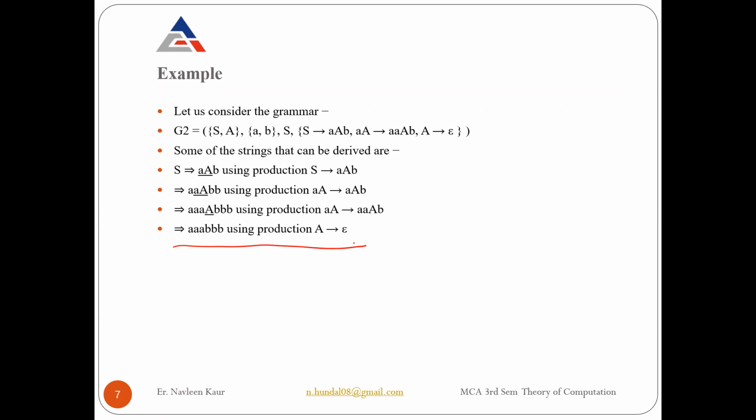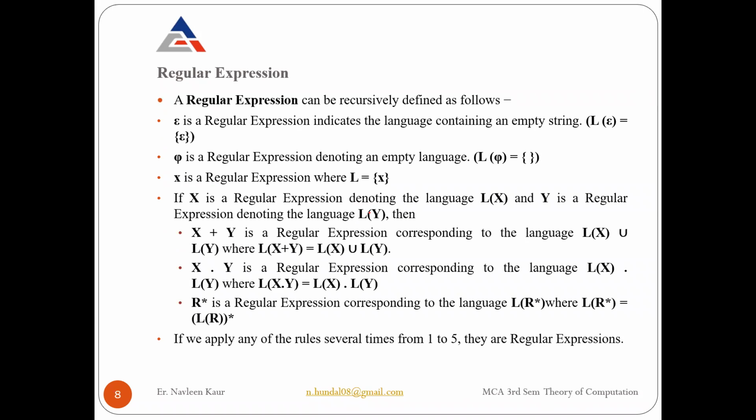So I have explained it, and it has given the examples also, of how it has reached from here to here by using which production, from here to here by using which production, and so on. So you can try it on your own. Now we have regular expressions also in the case of a grammar. So what is a regular expression?